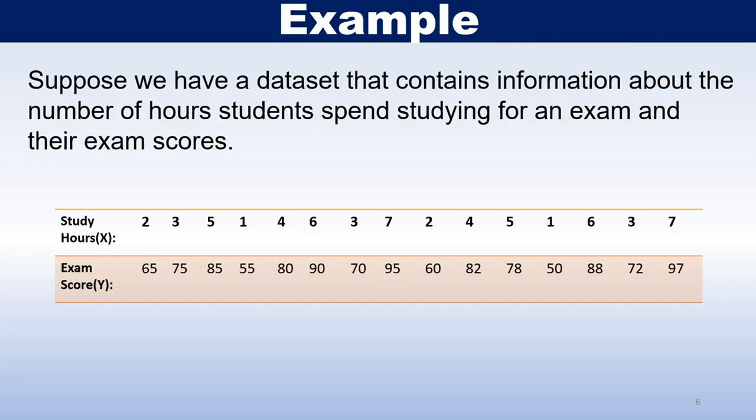Let's go to the example. Suppose we have a dataset that contains information about the number of hours students spend studying for an exam and their exam scores. There are 15 observations. Let's put theory into action and see how to calculate this in R.